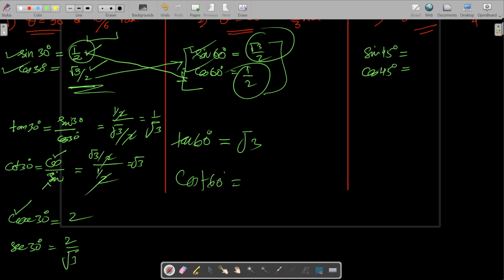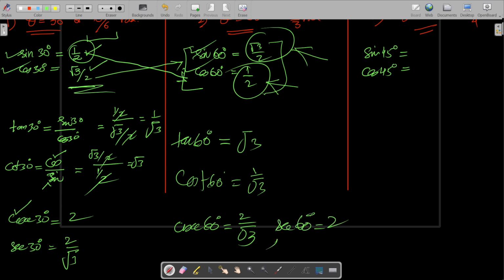Similarly, cot 60 is cosine upon sine. So you keep the cosine value in the numerator and the sine value in the denominator, and 2 will be cancelled. So the answer will be 1 over square root 3. Yeah, you can do it in your mind. Similarly, cosec 60 is the inverse of sine 60, and sine 60 is radical 3 upon 2, so this is going to be 2 upon radical 3. Similarly, sec 60 degrees is going to be the inverse of cosine 60, which is 1 over 2, so the inverse will be 2.